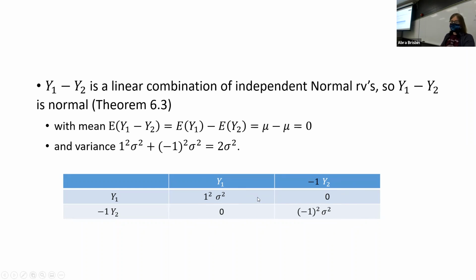Then we multiply by the coefficients. So we implicitly have a 1 times y1 and a -1 times y2. So we get 1 times sigma squared plus -1 times -1 times sigma squared. So that's sigma squared plus sigma squared. So we get a variance for y1 minus y2 of 2 times sigma squared. Questions about this?